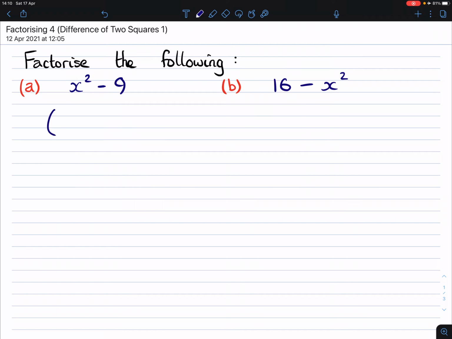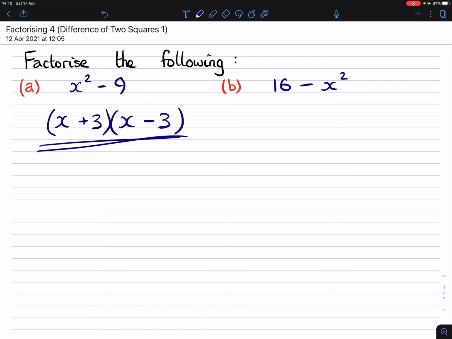When we have that, you will have a double pair of brackets. The square root of the first term is the first term in each bracket. The square root of the last term is the last term in each bracket. And in order to get this negative 9, we need a plus 3 times a minus 3 when we expand that out, which is where that term comes from.